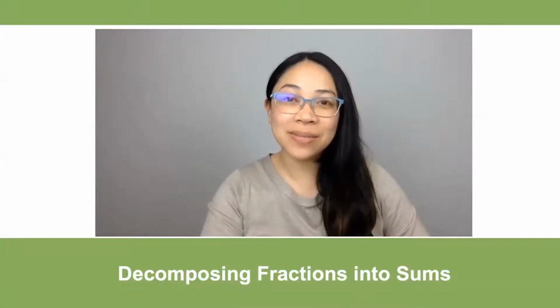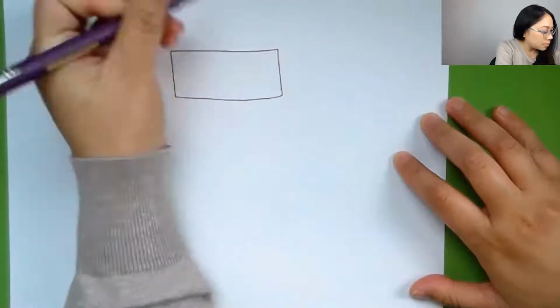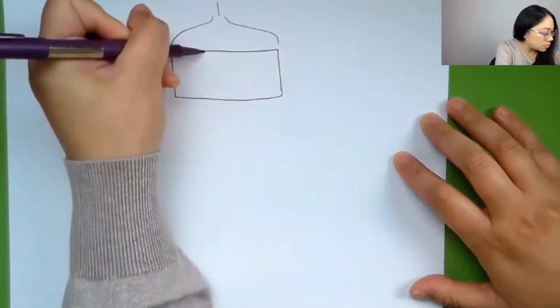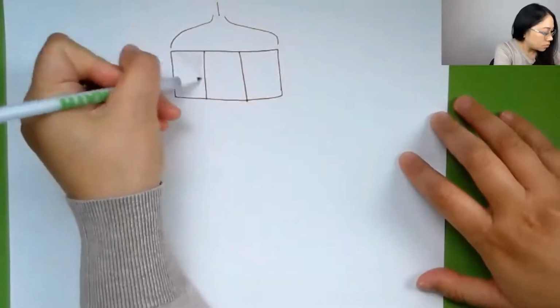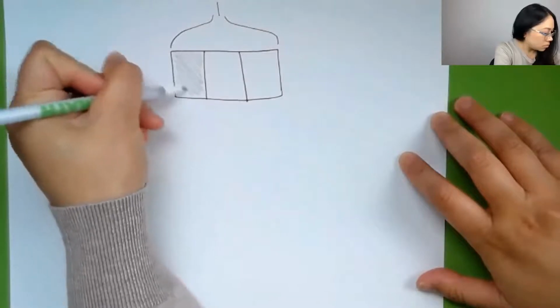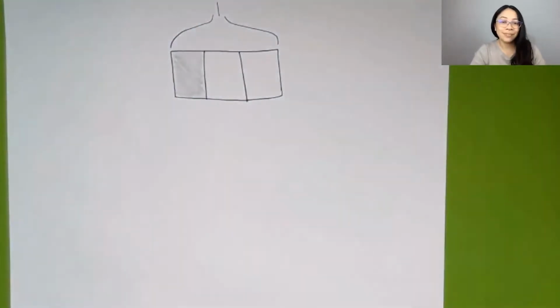Today's lesson is all about decomposing fractions into sums. Draw a tape diagram that represents 1 and then shade in 1/3. Go ahead and decompose each of the thirds in half.